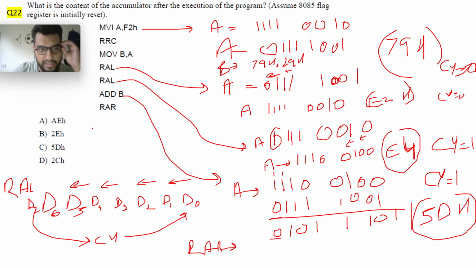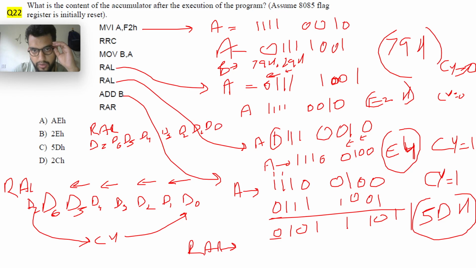RAR is basically rotate accumulator right through carry. RAR is like this: D7, D6, D5, D4, D3, D2, D1, D0. Everything gets shifted by 1 towards the right. D0 goes to the carry, and the carry that was there earlier will go to D7. So everything goes to the right.